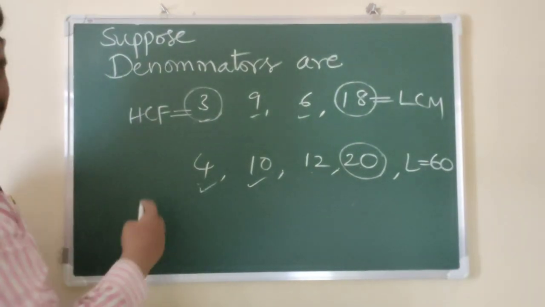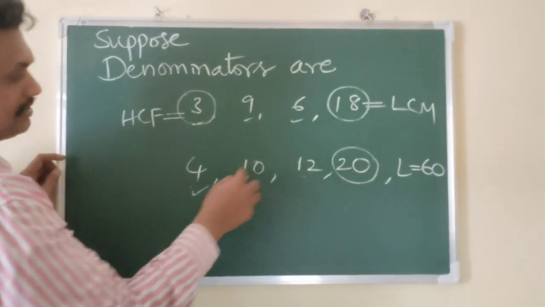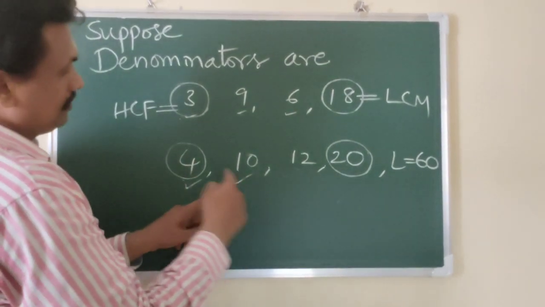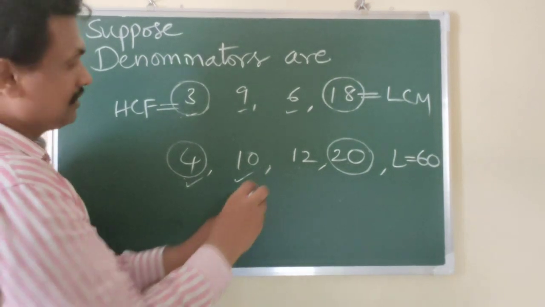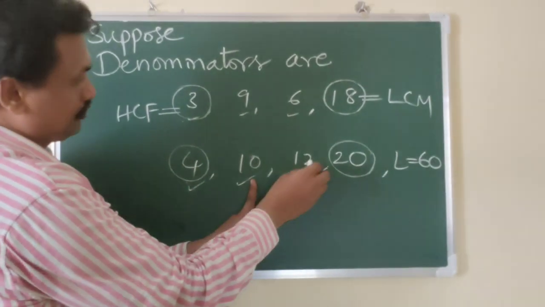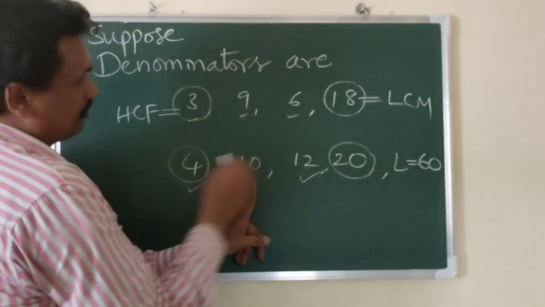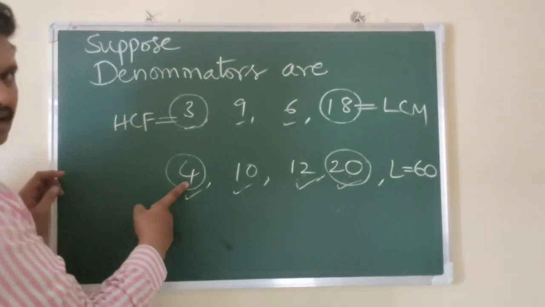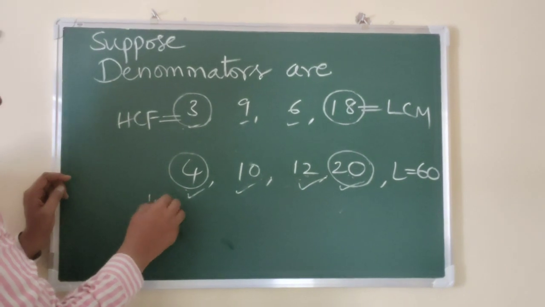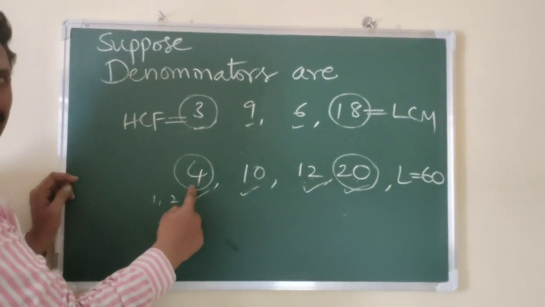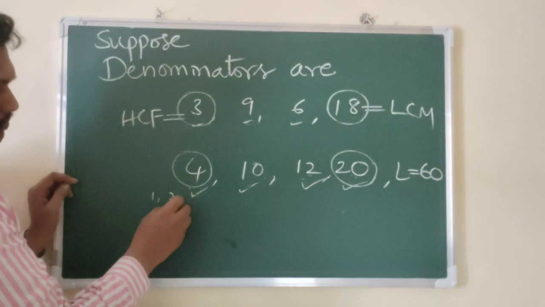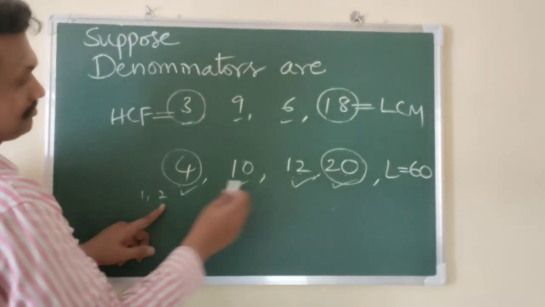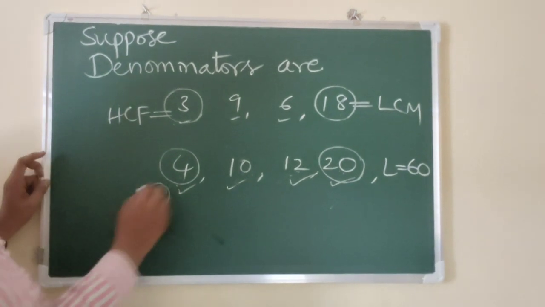Now for the HCF, I said to observe the difference, but here check the small number: does it divide the others or not? 10 divided by 4, no. 12 divided by 4, yes. 20 divided by 4, yes. So only 10 is not divided by 4. Then take the factors of 4. What are the factors of 4? 1, 2, 4. That's all. 4 is not eligible, so take half of 4, which is 2. 10 divided by 2, yes; the others are already qualified, no need to check. So 2 is the HCF.